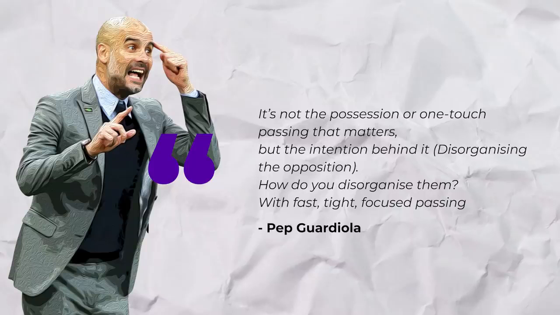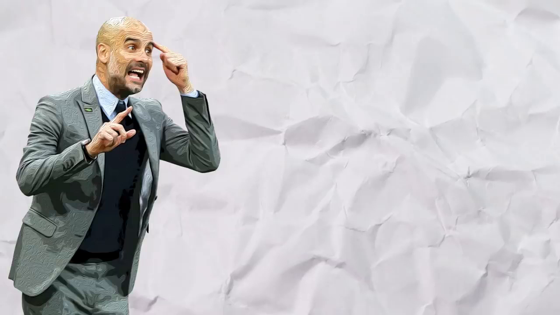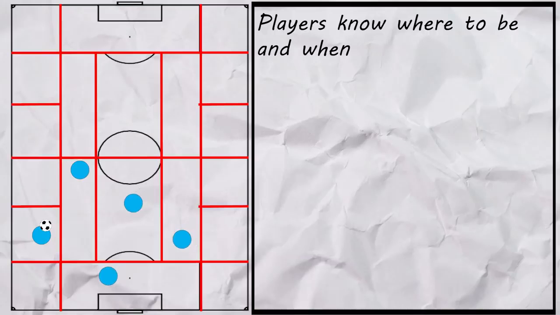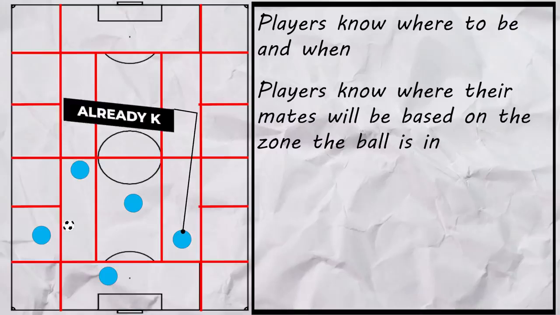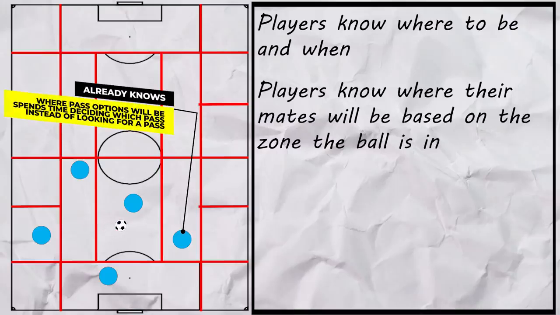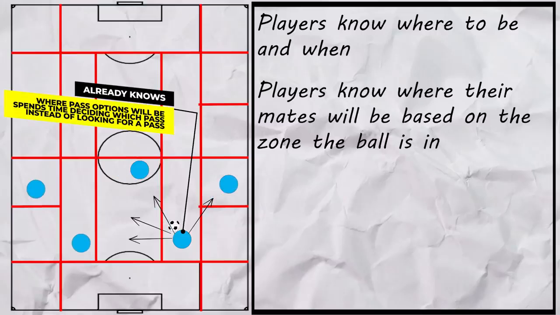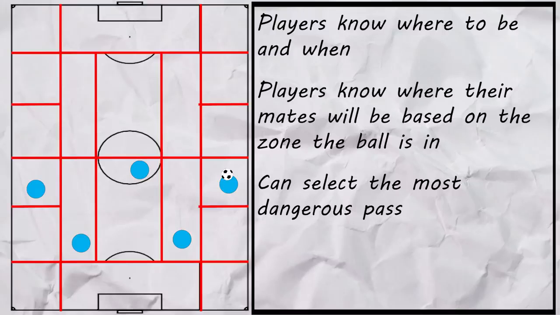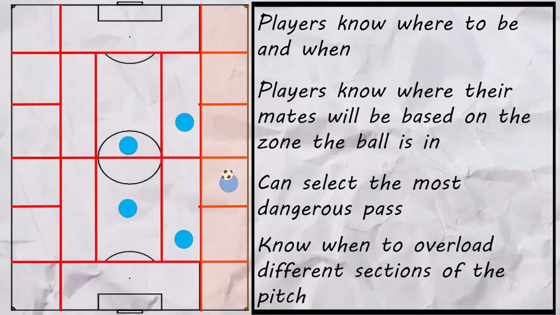How do you disorganize them? With fast, tight, focused passing. By having these defined regions and rules, it means that every player knows where he has to be and when. And counterintuitively, playing within these so-called rules actually gives his players more freedom for creativity because they know exactly where their teammates will be in relation to the ball. They spend less time scanning the field and seeing where they could pass, and instead use that time to determine which pass would be most dangerous. In addition, by recognizing which region the ball is in, the team knows which regions to overload and where to make specific runs. So, by having the pitch set up as such, Pep identifies a few key areas.